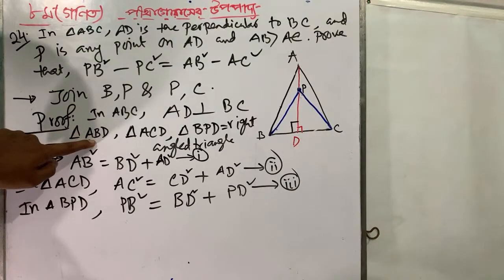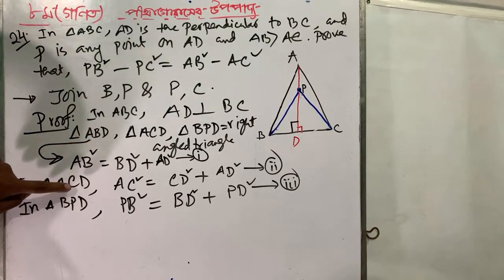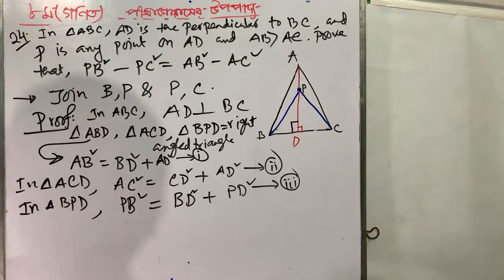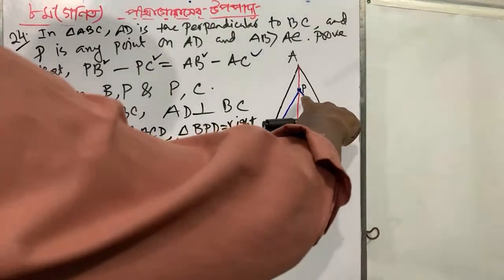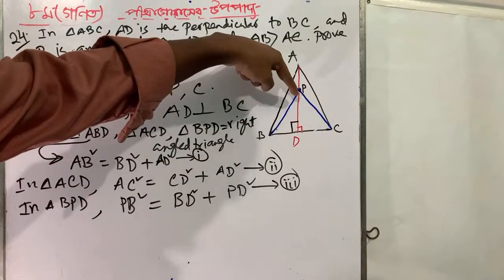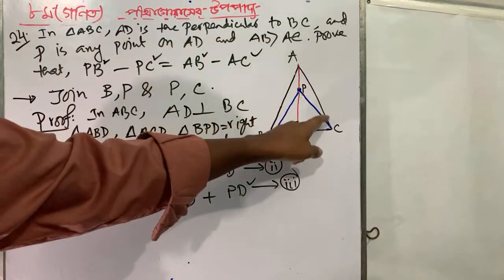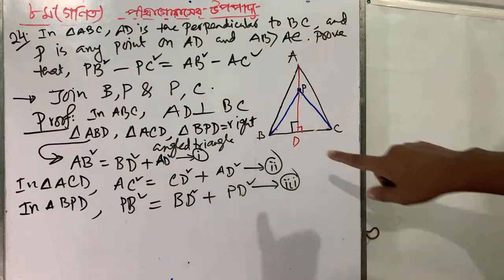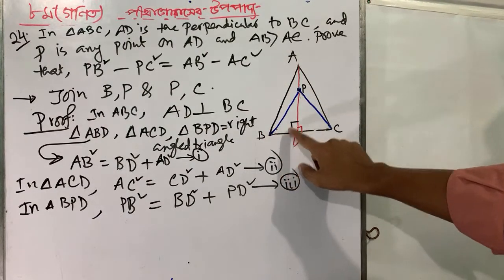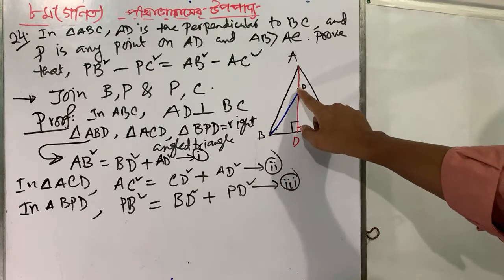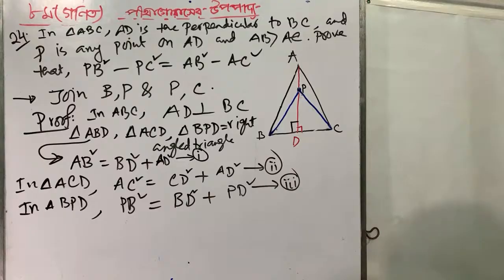We have triangle ABD, then triangle ACD, then triangle BPD. Well, we will consider another triangle, that is PCD. We have considered BPD and also we'll consider this PCD. So we have basically 4 right angle triangles. First one is ABD and then ADC, then BPD, and here we have PCD. So we will consider all of those triangles. Now we have PCD.